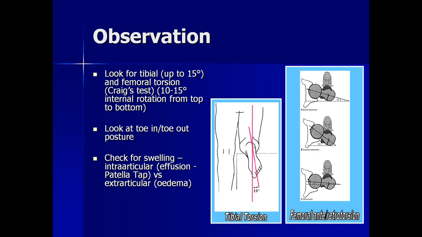It's also useful to look at tibial torsion to see if there is normal position of the tibia, of 15 degrees, or whether this is excessive either into external rotation or internal rotation. Finally, always check for swelling. It may be useful at this stage to determine whether the swelling is intra-articular and named an effusion, or extra-articular where it is named edema.